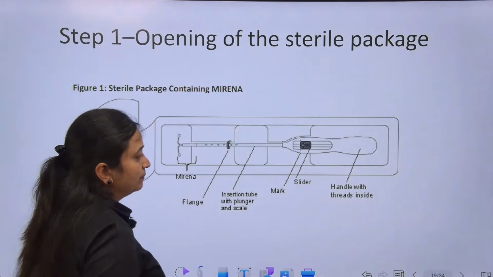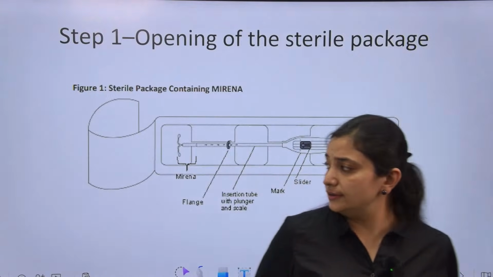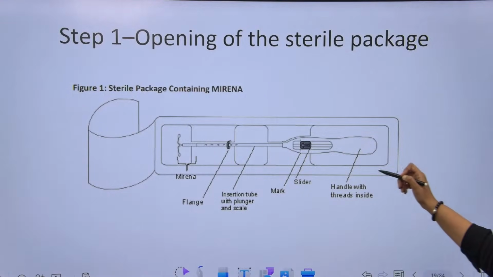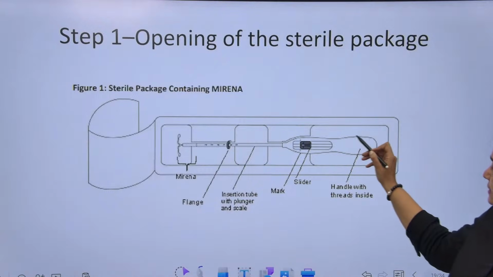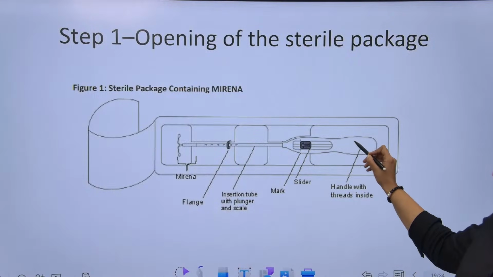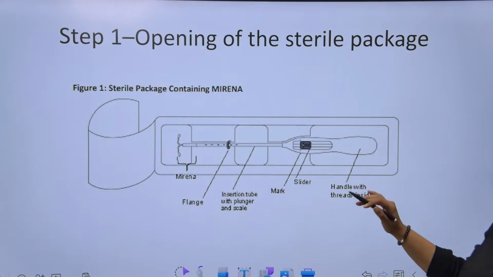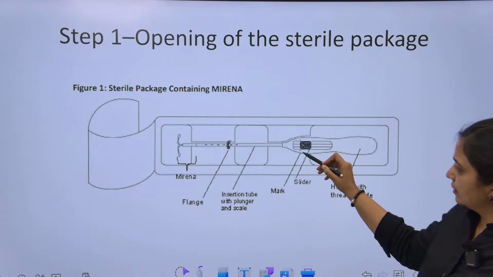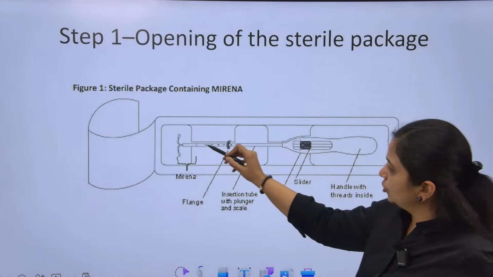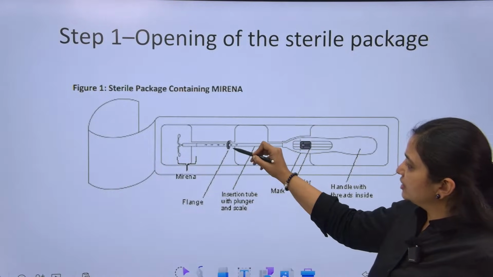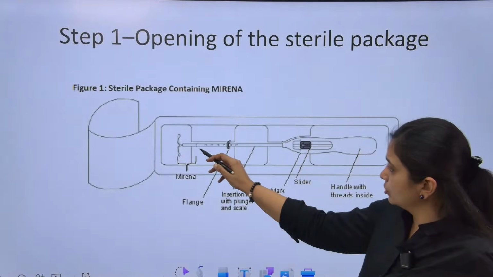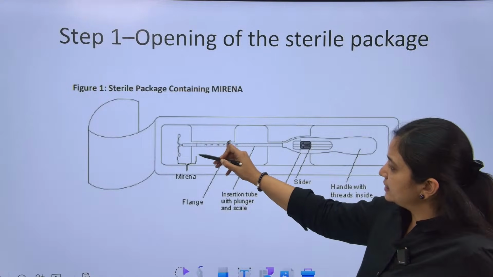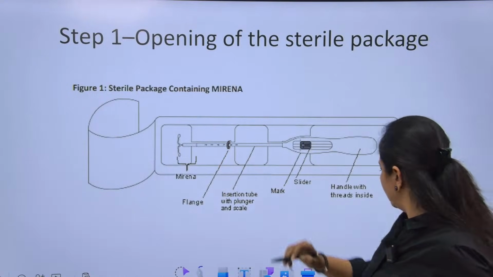Now this is the sterile package which I was talking about earlier. And how does this LNG-IUS instrument look? It looks like this. It has a handle. Threads are inside this, which is not visible once you open the package. There is a slider. There is a mark. There is an insertion tube. There is a flange. What is the flange? This is how you can adjust the length of the inserter. And this is the LNG-IUS on the top, which is Mirena in this case.